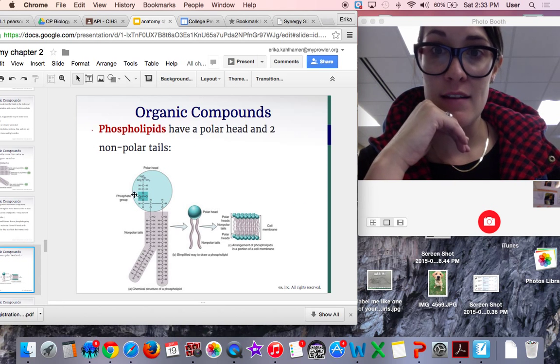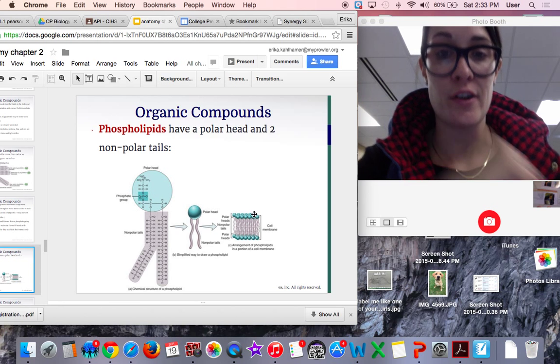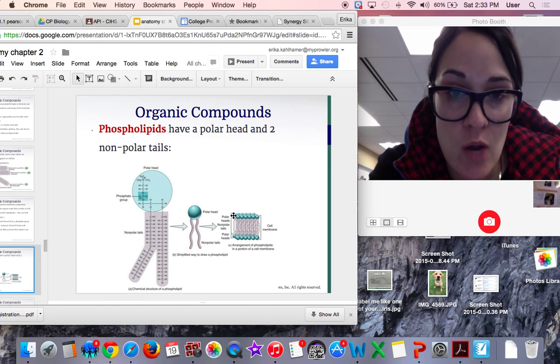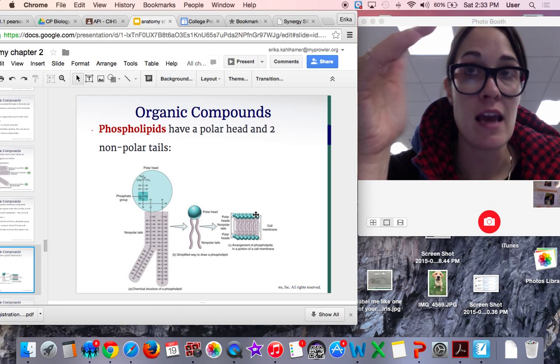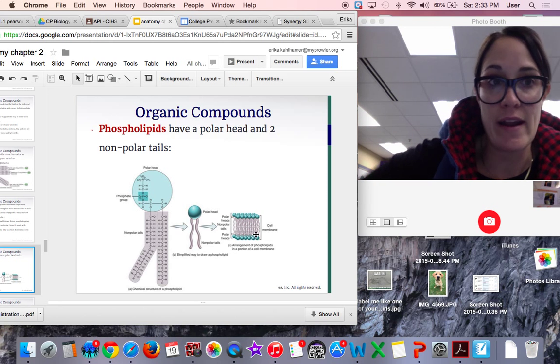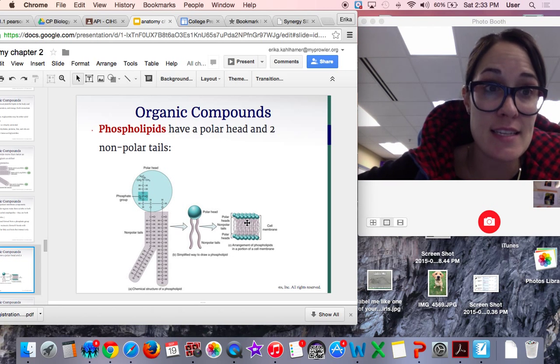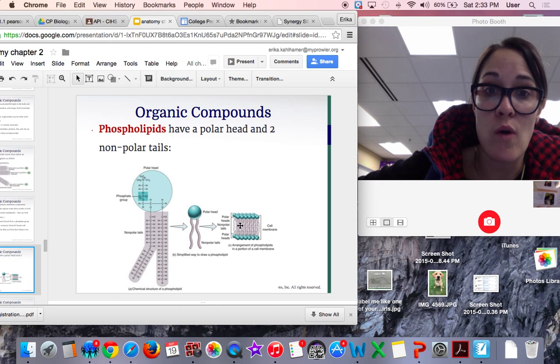So here's the head of the phospholipid that likes water. So in the cell membrane, the aqua heads here go right up against the outside of the cell and inside of the cell, right next to the water. And the fatty acid tails, 1, 2, go on the inside.